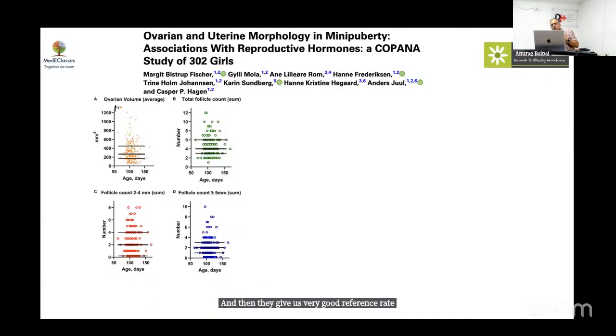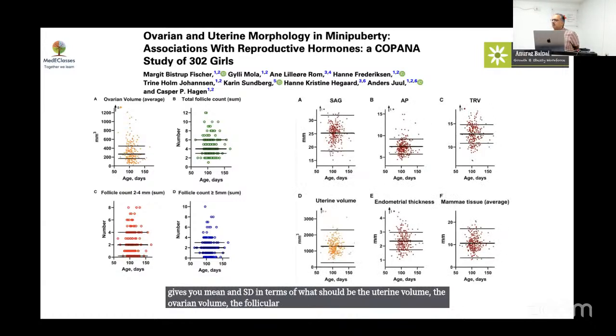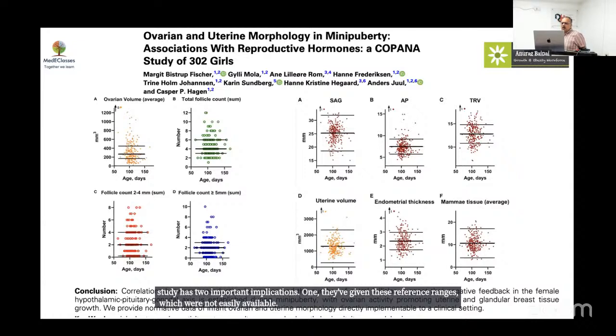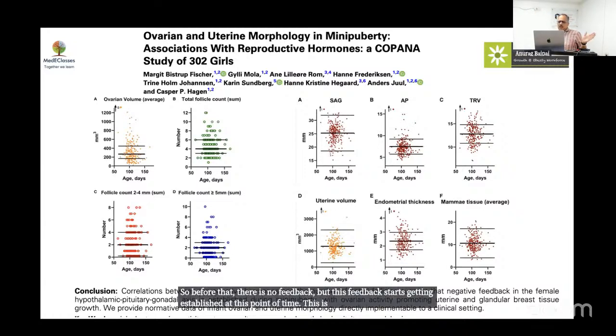So if you are looking at the ultrasound findings, you can go to this paper, which gives you mean and SD in terms of what the uterine volume, the ovarian volume, and the follicle count should be. So this study has two important implications. One, they have given these reference ranges, which were not easily available. And what they said is that negative feedback in the female hypothalamic-gonadal axis is established during mini puberty. Before that, there is no feedback, but this feedback starts getting established at this point of time. This is what they have shown, and they have given cutoffs for all these parameters. That's why this paper is relevant from that perspective.